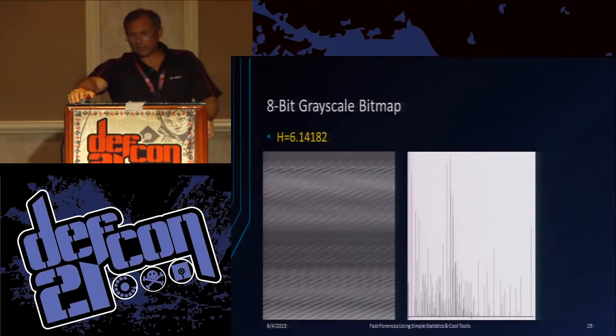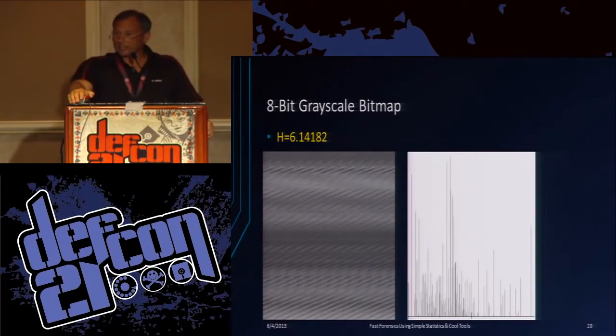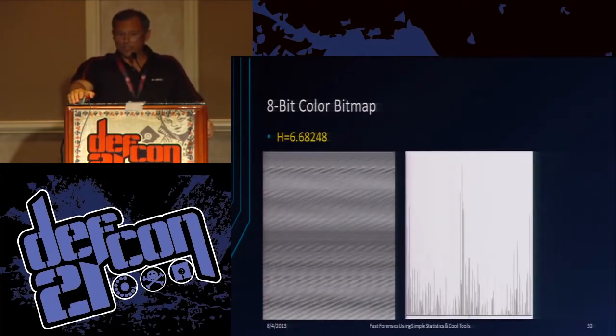Now, 8-bit grayscale is very spiky, just like that, as well as an 8-bit color bitmap. We don't know where the spikes are, which values are the most common, but they all look spiky. And of course, for some of you that know, 8-bit grayscale and 8-bit color are the same in terms of the file content. It's just the palette that's different.